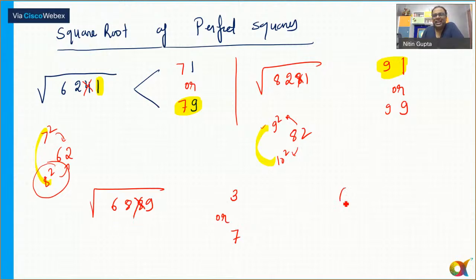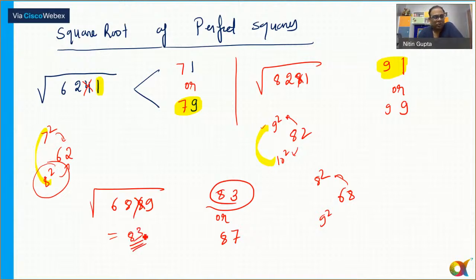Now 68. 68 is in which range? We know 8 square is 64, 9 square is 81. So 68 is between 8 and 9. So the answer is either 83 or 87 and there are no other possibilities. या तो 83 होगा या 87 होगा. अब check 68 वो 8 square 64 के closer है या 9 square 81. So of course 68 is closer to 64, the smaller one. So my answer is 83. So I can say the square root of 6889 is equal to 83. I hope that it is clear. If not, raise a doubt.